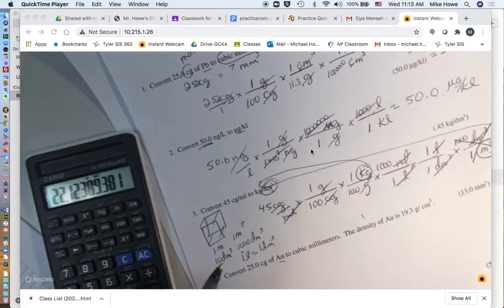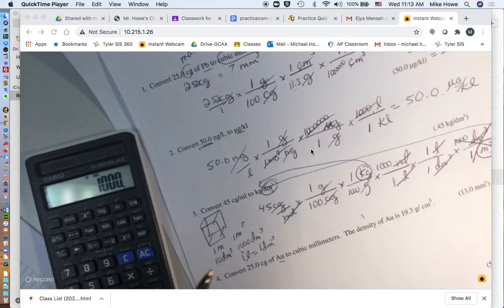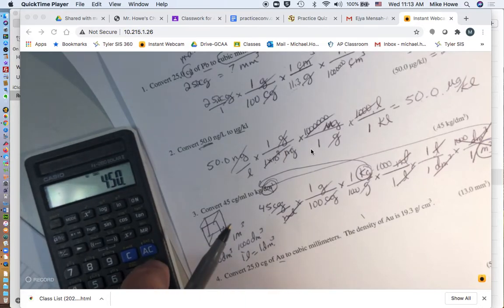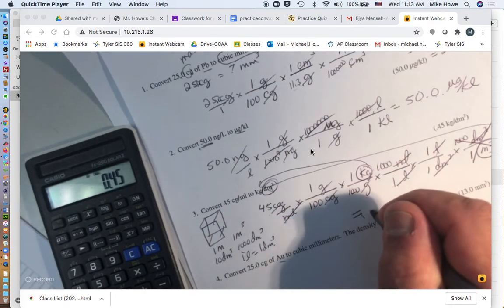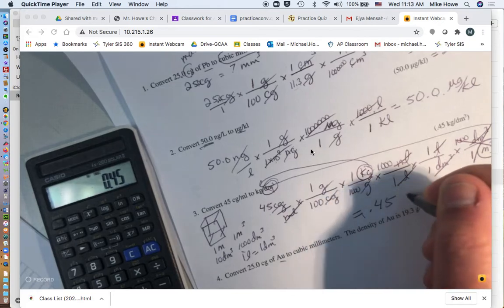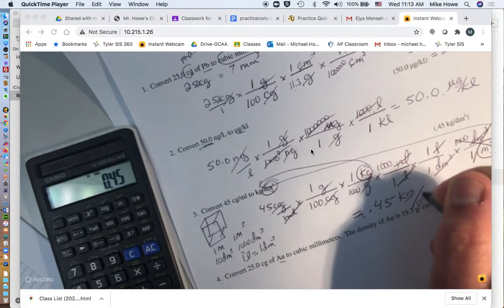So now if we do the math, 45 times 1 times 1,000 divided by 100 divided by 1,000 equals. And that's kilograms over cubic decimeters.